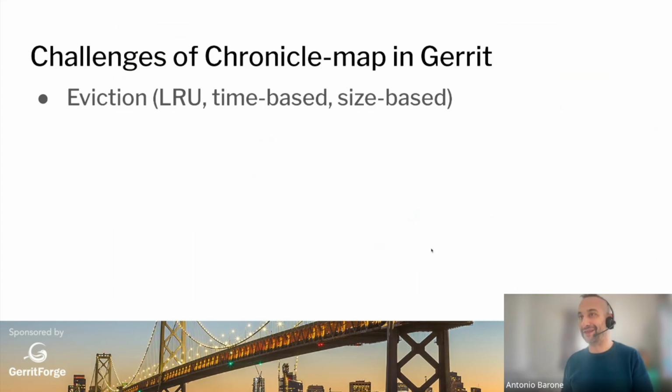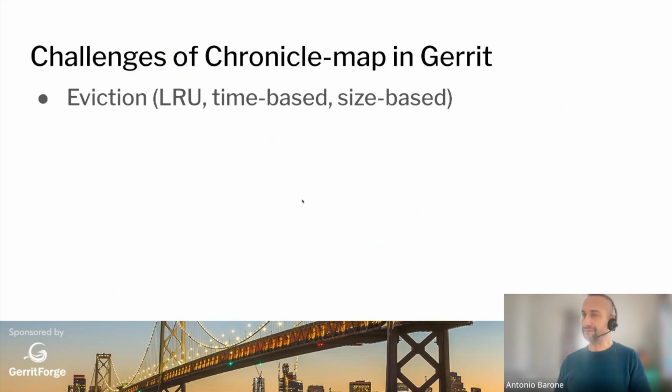Maybe you were already thinking about these things. Caching also needs to implement additional properties on top of the ones that we mentioned. One of those is obviously eviction. You need to do least recently used, evict based on time, eviction based on size, and cache-chroniclemap doesn't come with this out of the box. So we actually had to implement this on top of the ChronicleMap library in order to allow Gerrit to still honor the configuration of the evictions.